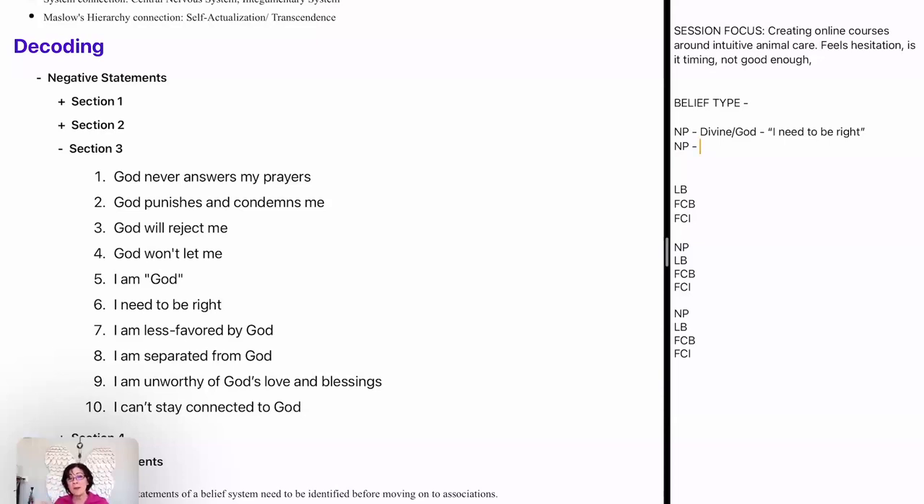Let's see what else we find that might correlate to that. I need to be right. That might back that up or explain it. But yeah, totally makes sense so far. Yeah, it does. So let's see if there's another one.